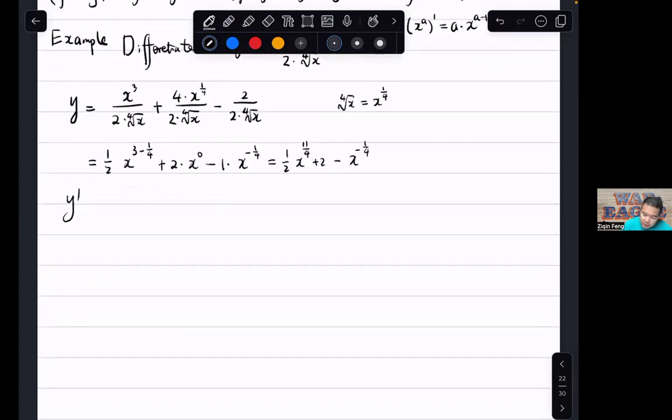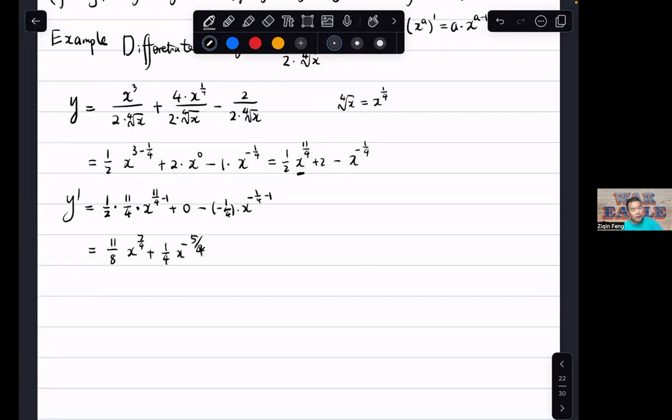Y prime here is 1/2. That's a constant multiple, and keep it there, times the derivative of the first term, which is 11 over 4 times x to 11 over 4 minus 1, right? The derivative of 2 is 0 because that's a constant, right? Minus negative 1 over 4 times x to negative 1 over 4 minus 1, right? So this is equal to 11 over 8 x to 7 over 4, then plus 1 over 4 x to negative 5 over 4.